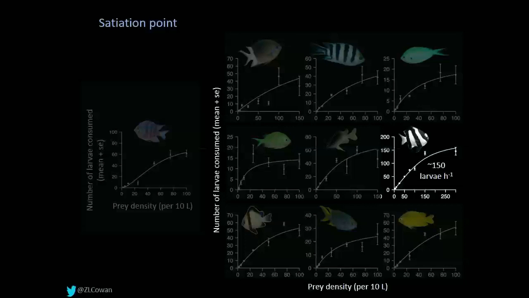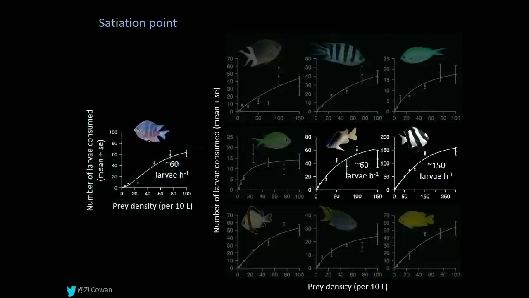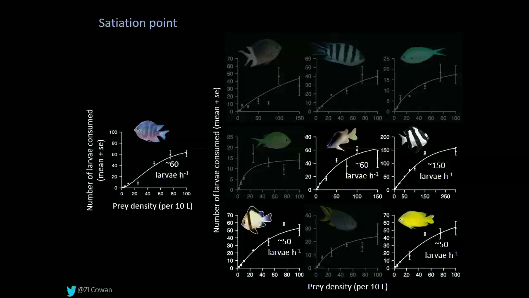And then the asymptote of the fitted model can also be used to answer questions such as just how many larvae can these fish eat. These satiation limits were really variable between my species, but reveal predators such as Dascyllus aruanus, which can consume approximately 150 larvae per hour, A. curacao and Chrysiptera rollandi, which can consume approximately 60 larvae per hour, and Dascyllus reticulatus and Pomacentrus moluccensis, which can consume approximately 50 larvae per hour.